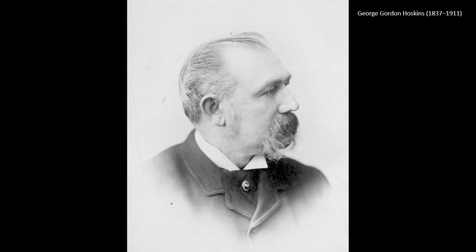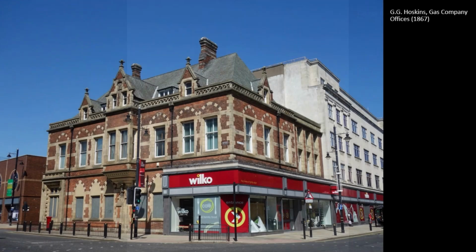George Gordon Hoskins of Darlington was a major exponent of this secularized form of Gothic. He designed three major buildings in Sunderland, beginning with the head office of Sunderland Gas Company on Fawcett Street. Specifically, this is an example of High Victorian Gothic, which flourished between the 1850s and 1870s.